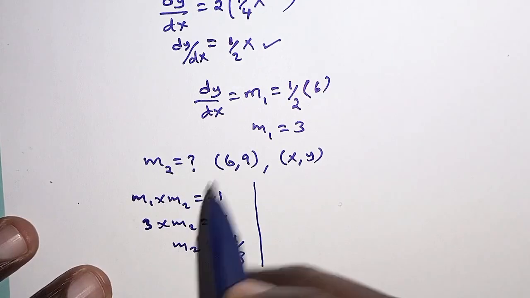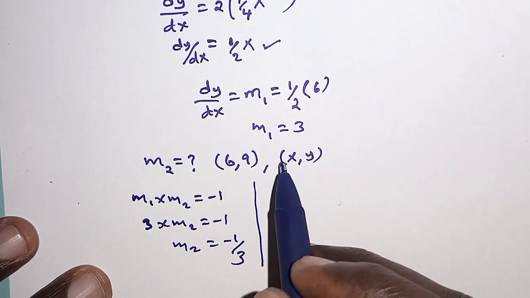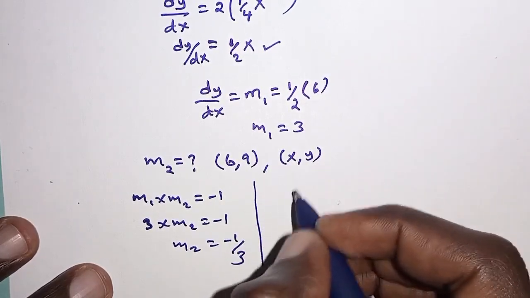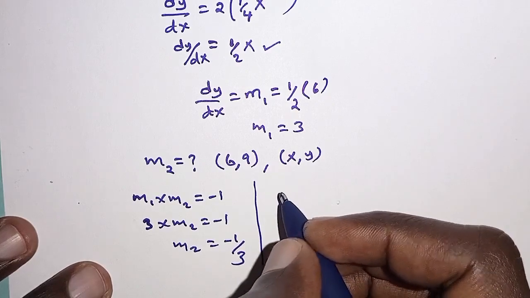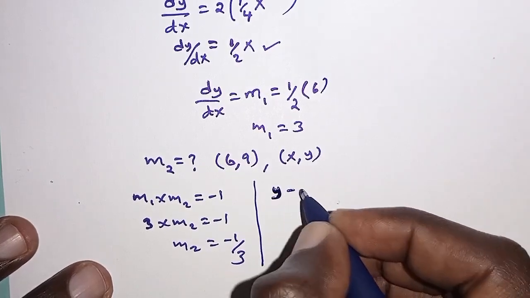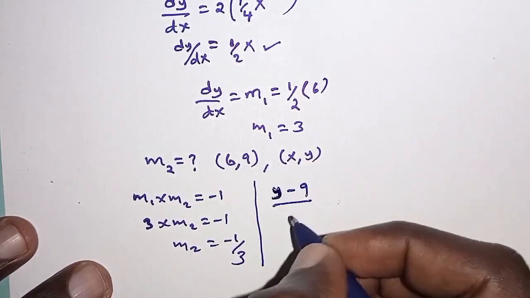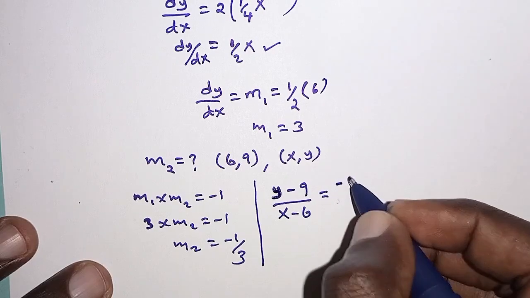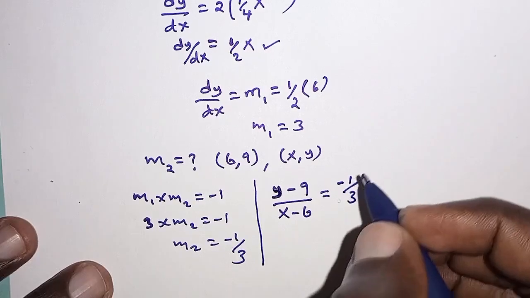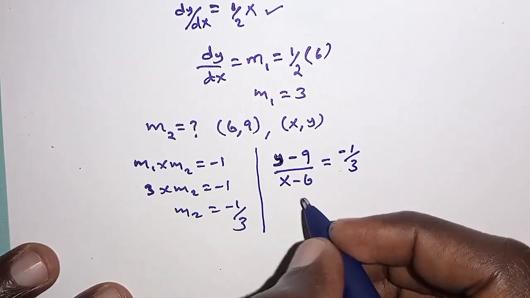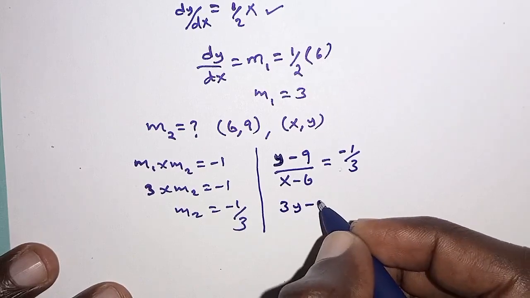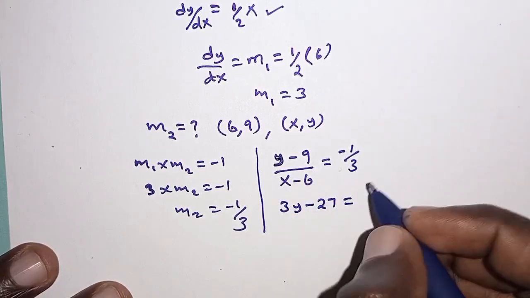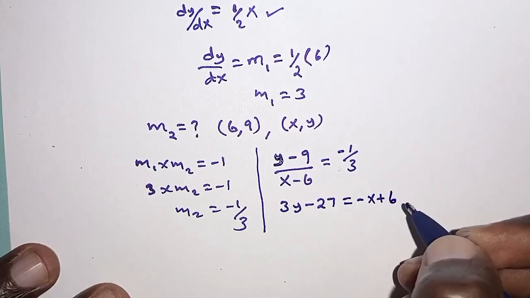Now we have m2, we have the point (6, 9) and the point (x, y), the general point. So using this, we can use the equation for gradient: change in y over change in x is equal to the gradient. So we have y minus 9 all over x minus 6 is equal to m2, -1/3. So cross multiplying, we will have 3y minus 27, that is 3 by this. And then we also have on the other side negative 1 by this, that is negative x plus 6.